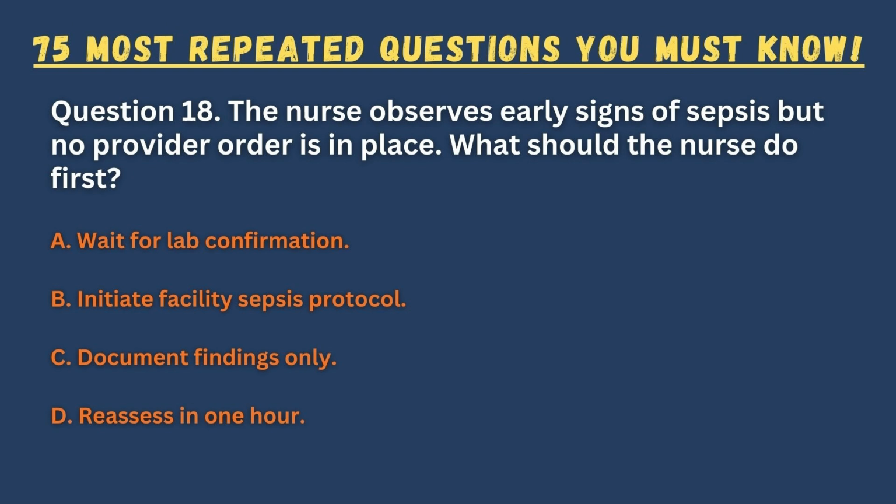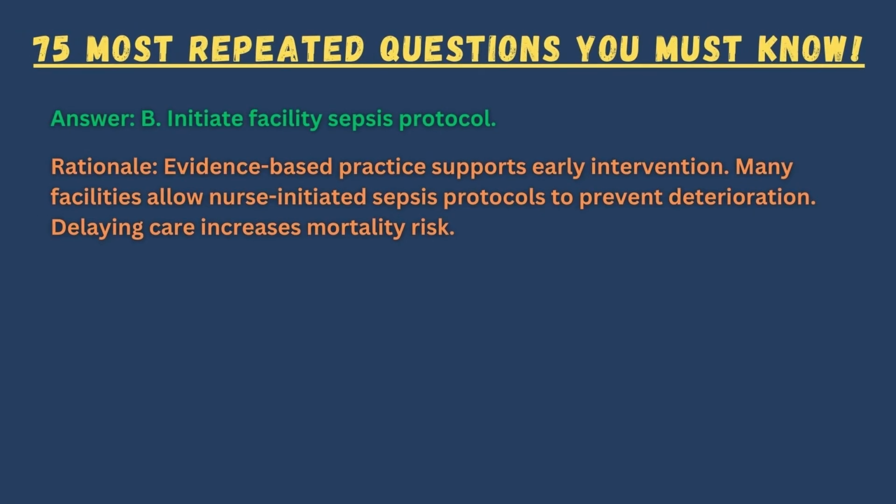Question 18. The nurse observes early signs of sepsis, but no provider order is in place. What should the nurse do first? A. Wait for lab confirmation. B. Initiate facility sepsis protocol. C. Document findings only. D. Reassess in 1 hour. Answer: B.